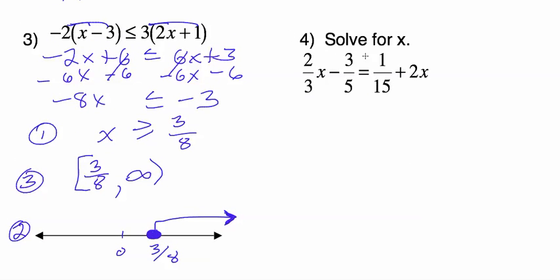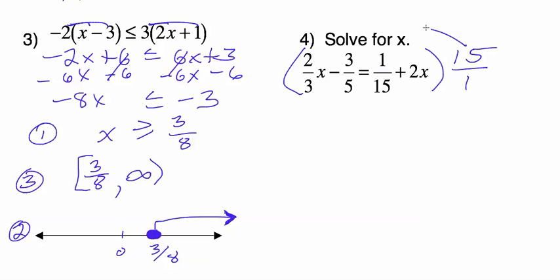Now for number 4, notice how it's an equal sign. So we're not going to have multiple representations on this one. We're just going to have the x equals part. But since I have a bunch of fractions, I'm going to clear the fractions. I've got a 3, a 5, and a 15. So I'm going to multiply everything by 15 over 1, because it's fractions, and that just makes it look cleaner.